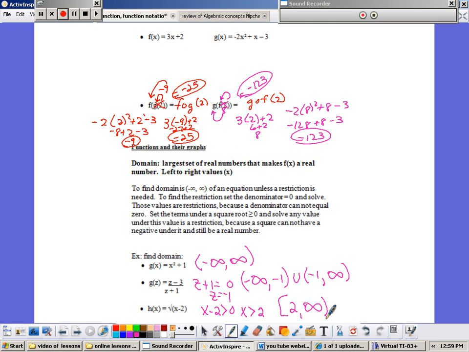If you have a square root, you take your radicand, which is the part underneath the square root, and set it greater than or equal to 0. I'm sorry, I should put equal to there. And then it starts there and goes to infinity, or it starts at negative infinity and goes to that number, depending on which way it's facing.